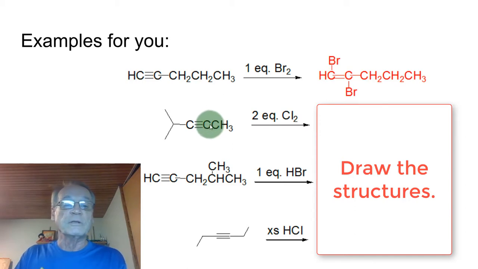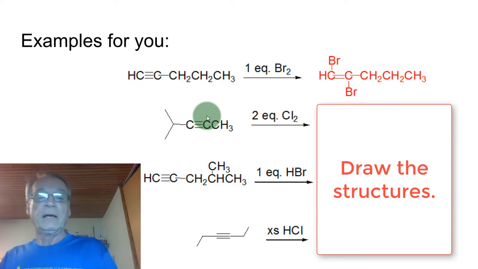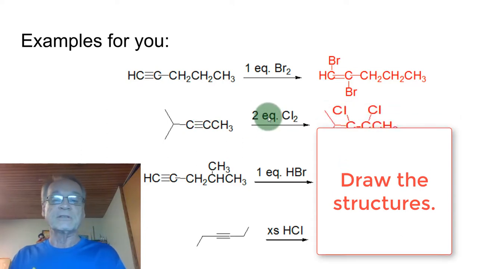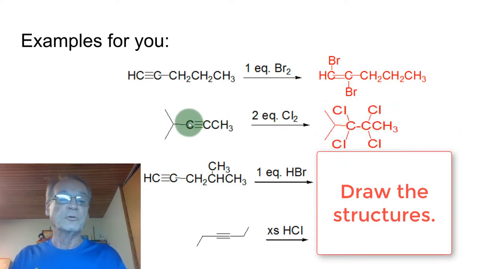What if we started with an alkyne that had a methyl on one end and an isopropyl on the other end? In other words, that would be 4-methyl-2-pentyne. But this time we're adding 2 equivalents. Well, that's easy. You add 2 chlorines to this carbon and 2 chlorines to this carbon.